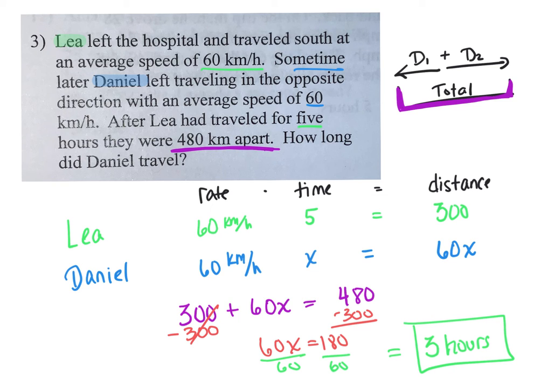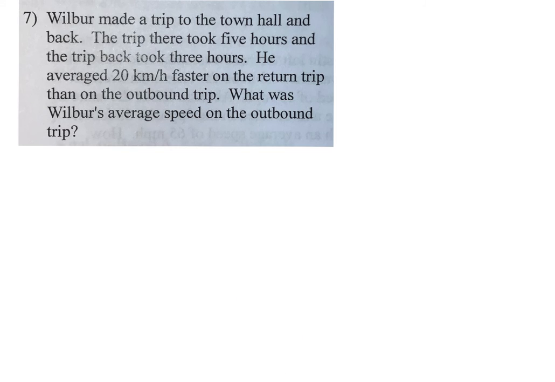I forgot where I said. It says Wilbur made a trip to town hall and back. That automatically tells me this is a round trip. All right, town hall and back. That tells me this is a round trip. The trip there took 5 hours. The trip back took 3 hours. He averaged 20 kilometers faster on the return than on the outbound trip. What was Wilbur's average speed on the outbound trip?